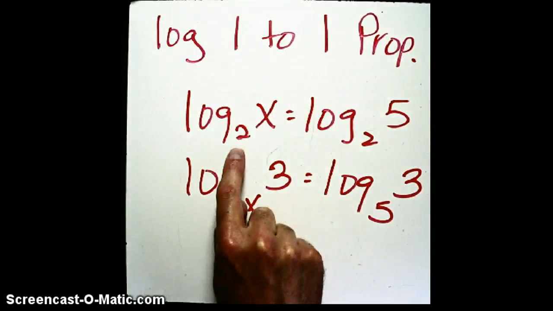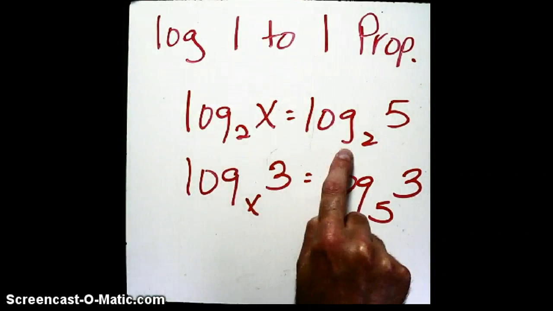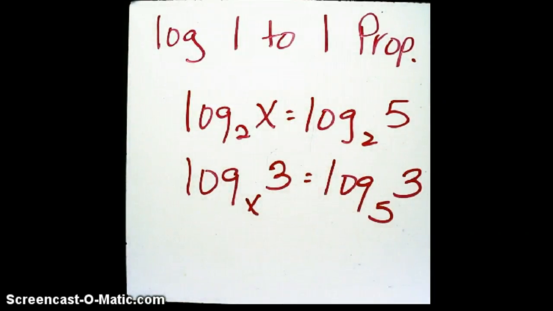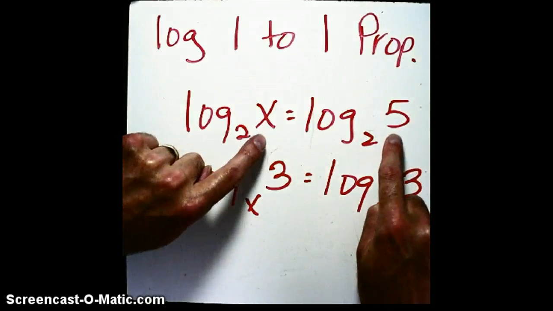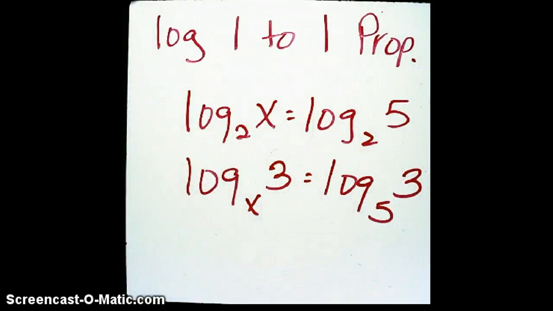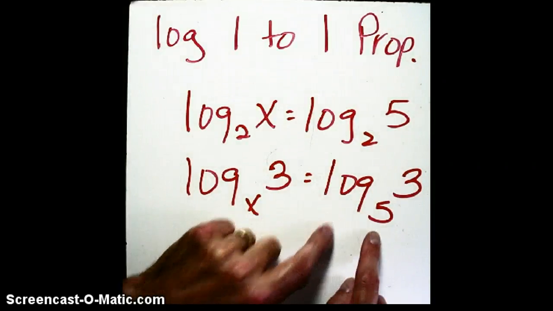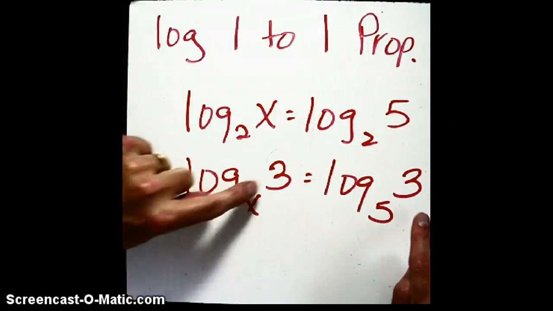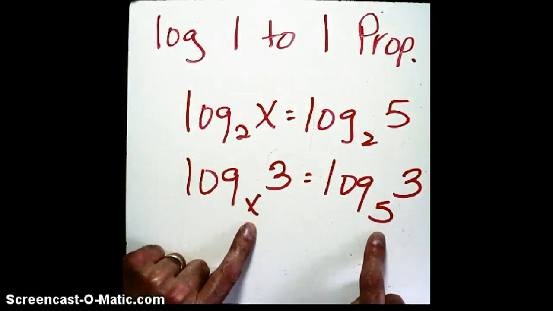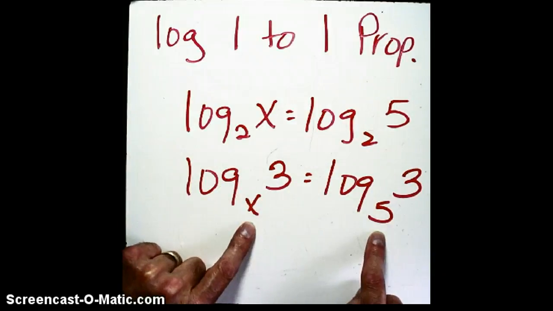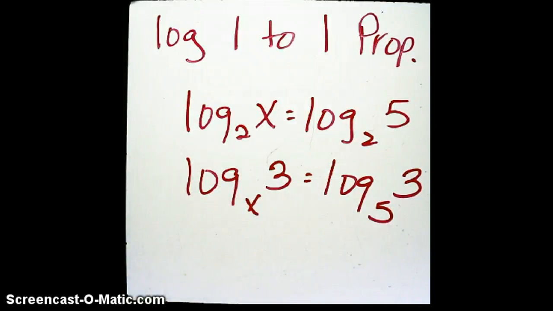Now I call this the log one-to-one properties. Notice log base 2 of x is equal to log base 2 of 5. What can we conclude? That x has to equal 5. Here's another property: log base x of 3 is equal to log base 5 of 3. Well, if the numbers are the same, what can you say about the bases? They would have to be the same too. So x is equal to 5.